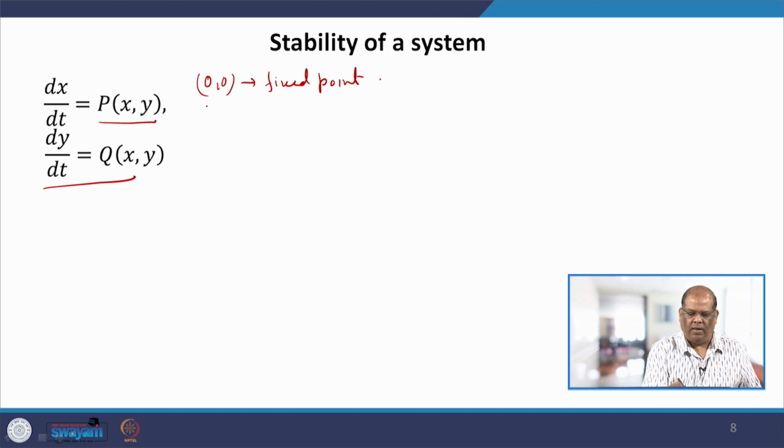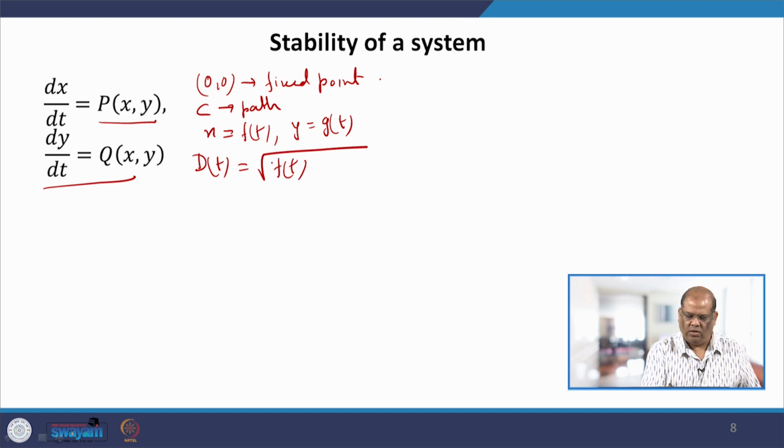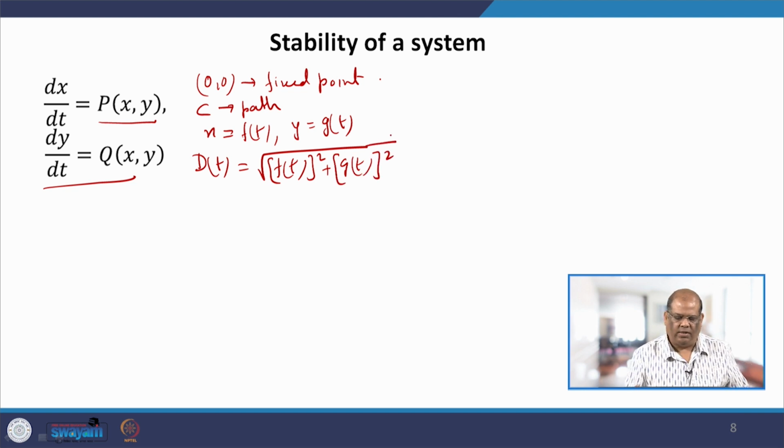And let C be the path that is found by this differential equation. I also define let x equal to f(t) and y equal to g(t) be the parametric solution of this differential equation, and I define d(t) equal to f(t) square plus g(t) square, which means the distance of f(t) and g(t) from the origin.